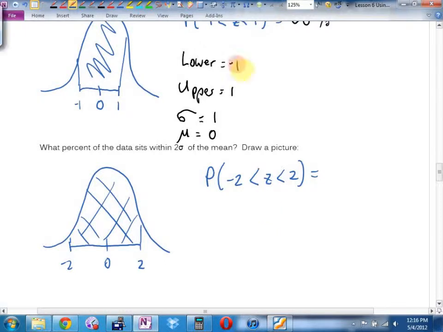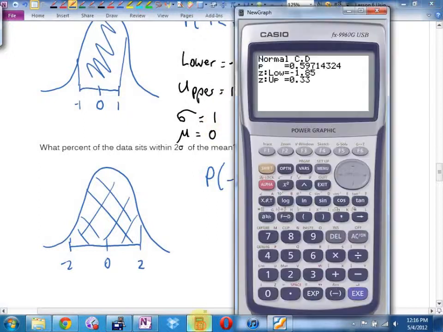What are you going to do for your lower value? -2, upper value, +2. What do we get? 95.4. This time I will carry that one decimal.